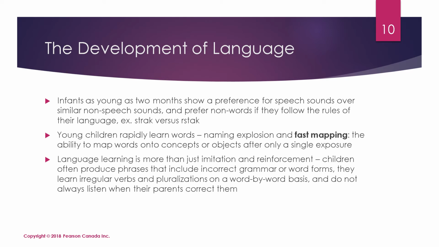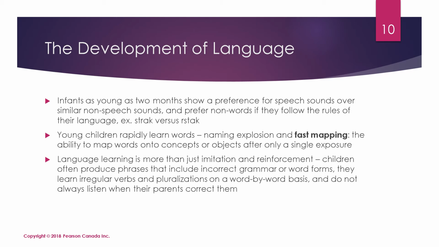So language learning is more than just imitation and reinforcement. Children do often produce phrases that include incorrect grammar or word forms. They tend to learn irregular verbs and pluralizations on a word-by-word basis. So things like moose, where the plural is the same as the singular, and fish and fishes, though a lot of kids will say fishes when they're learning, but over time they learn each of those words individually. And they do not always listen when their parents correct them.